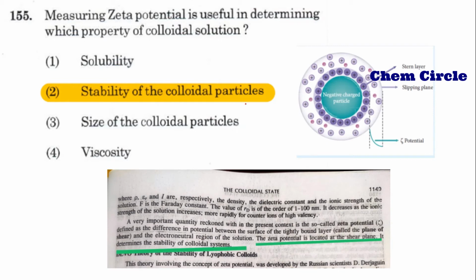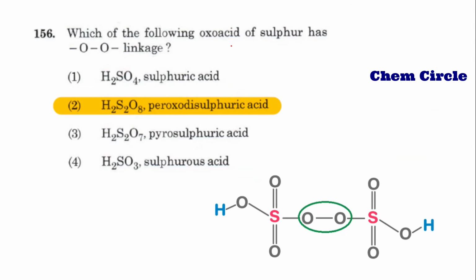So we have evidence. Common ion effect, the negatively charged particles are surrounded by positively charged ones and will form the zeta potential. The zeta potential is located at the shear plane. It determines the stability of the colloidal system. So stability of colloidal particles is the correct answer. Which of the following oxo acids of sulfur has a peroxide linkage? Oxygen-oxygen linkage. So the second option is correct.